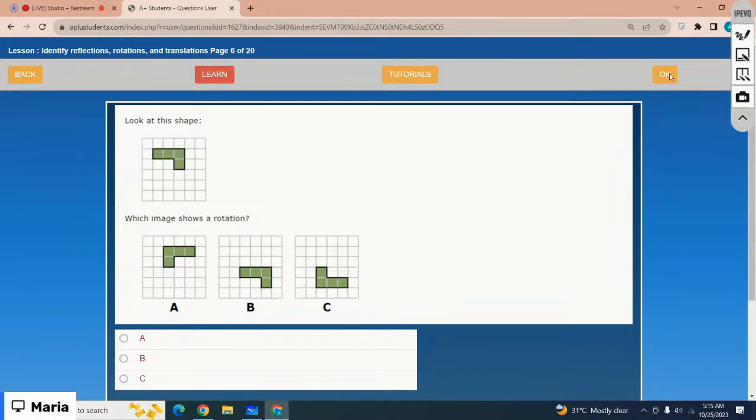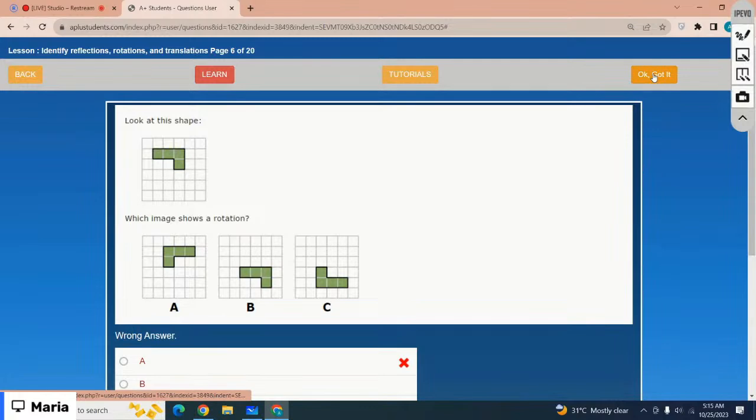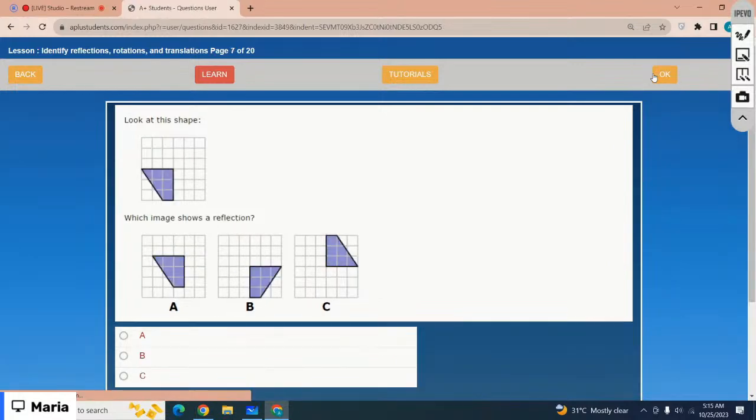A, rotation. Yes, A is the rotation. C is the rotation. Yes, it is C. C is the rotation.